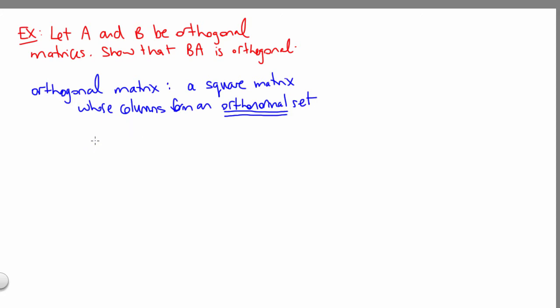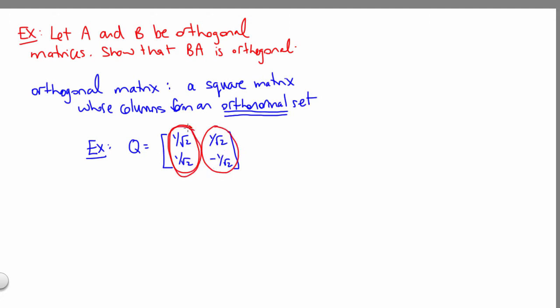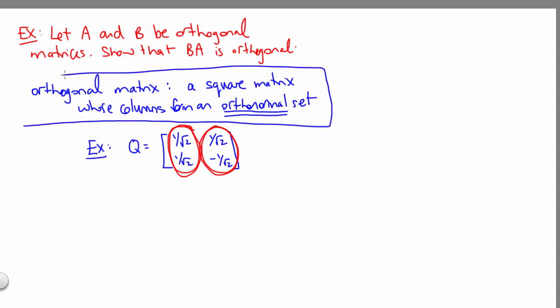So here's an example of an orthogonal matrix. If we look at the column vectors here, they are orthogonal to one another. And each vector, the first column and the second column, each vector has length 1. This definition up here is what's considered the formal definition of an orthogonal matrix.